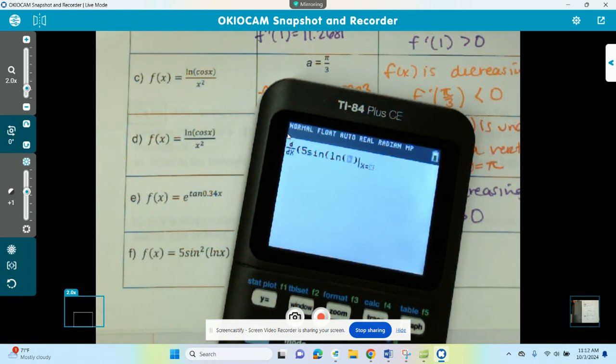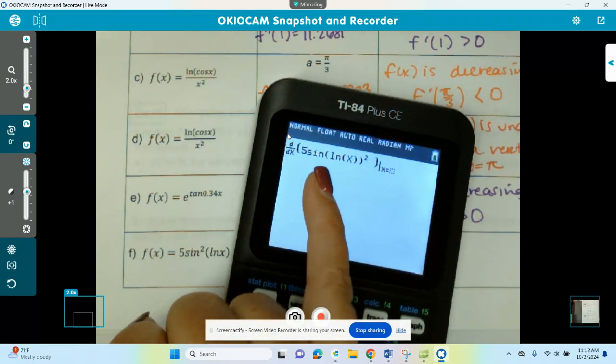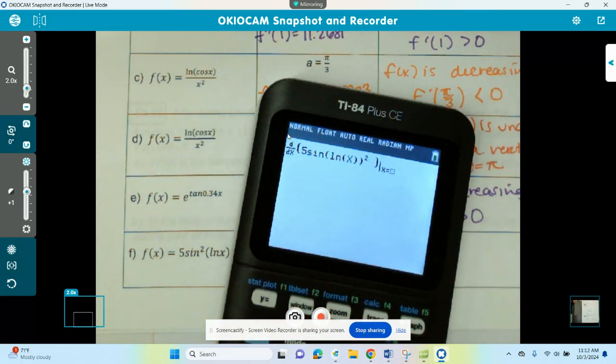All right, 5 sine ln of x, right? And then I've got to square that. I've got to square the sine, so I've got to close that parenthesis, then square it. That closes that one, and that closes that one. I need to square the sine, though, so I need to put a parenthesis over here, don't I? Right? What are we doing for 1?